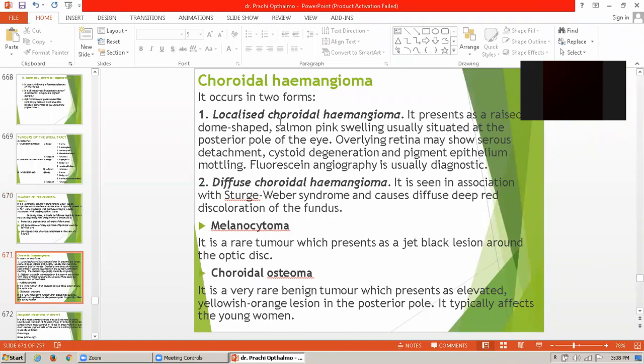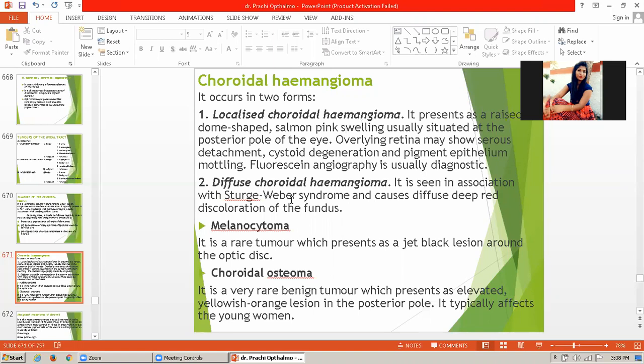It occurs in two forms. First one, that is localized choroidal hemangioma, presents as a raised dome-shaped salmon pink swelling, usually situated at the posterior pole of the eye. An overlying retina may show serous detachment, cystoid degeneration, and pigment epithelium mottling. So fluorescein angiography is usually diagnostic in the case of localized choroidal hemangioma.